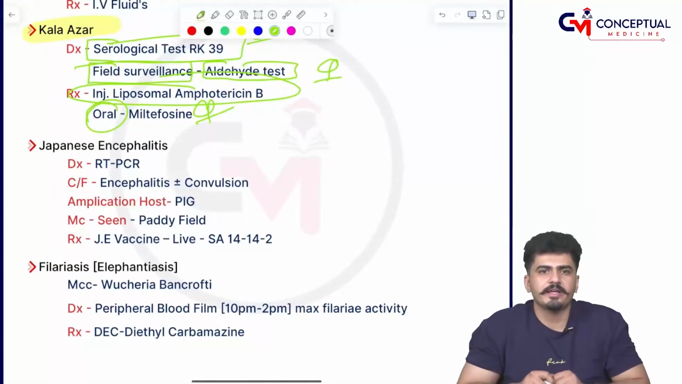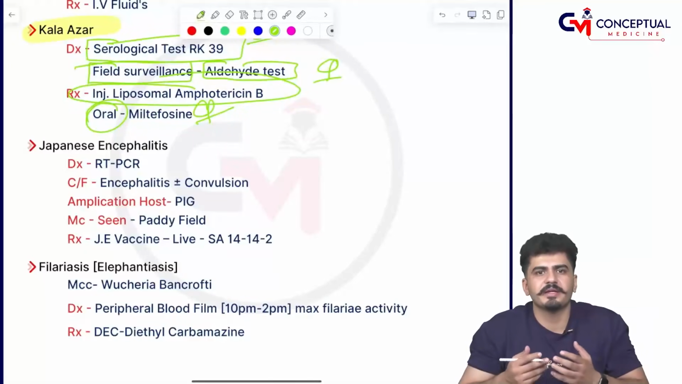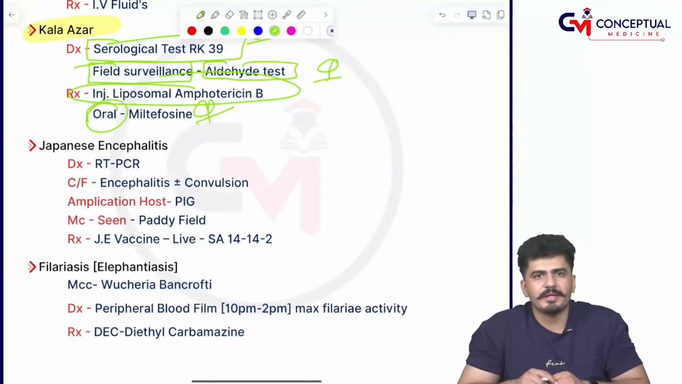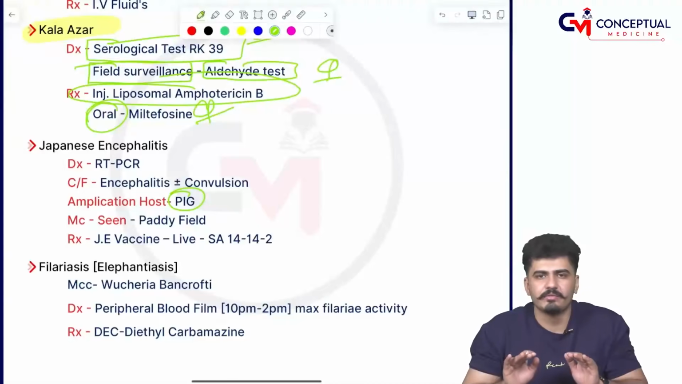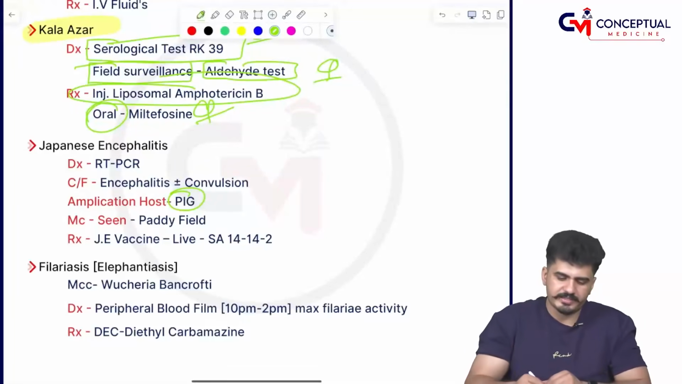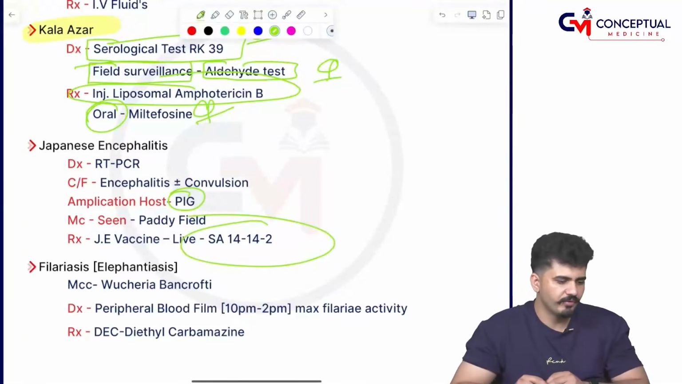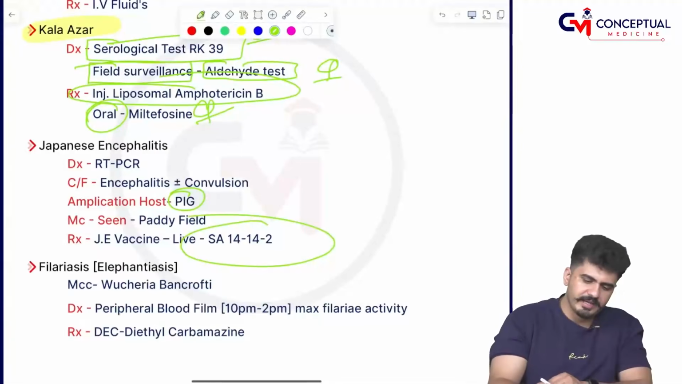RT-PCR. Clinical feature is encephalitis plus minus convulsions will be there, plus amplification host is pig, once asked in the exam, and it is seen where? In the stagnant water paddy fields we were talking about. Japanese encephalitis is a fatal disease, but we can give a vaccine to a person, and the vaccine given here is a live vaccine, and the name of vaccine is SA 14-14-2. Now filariasis, my dear friends.